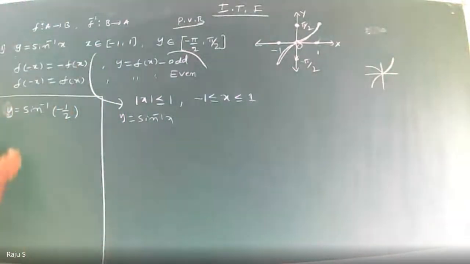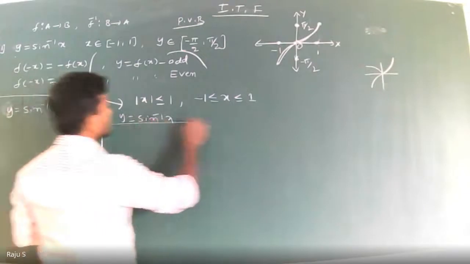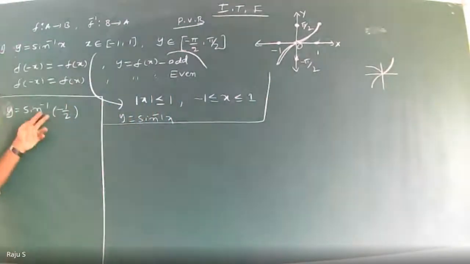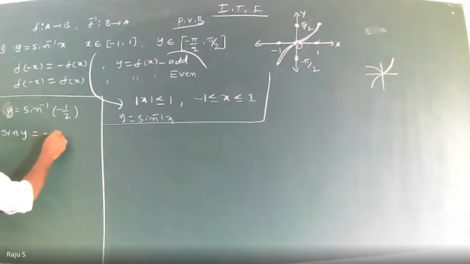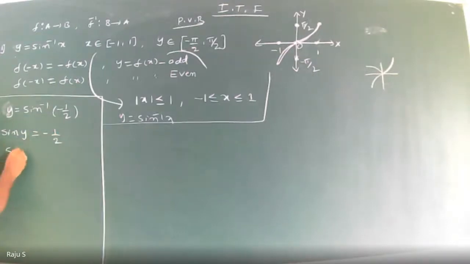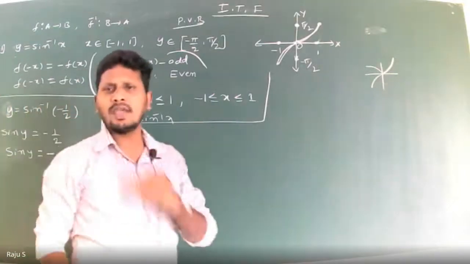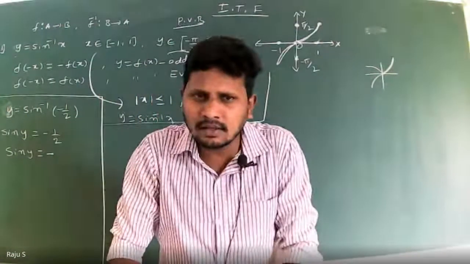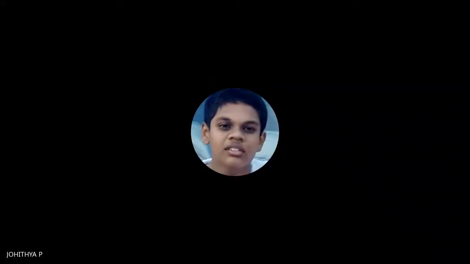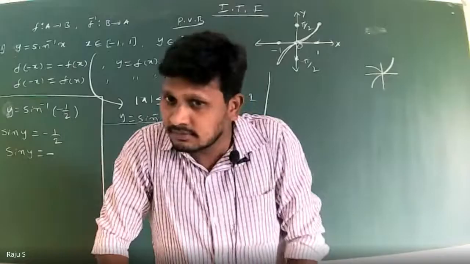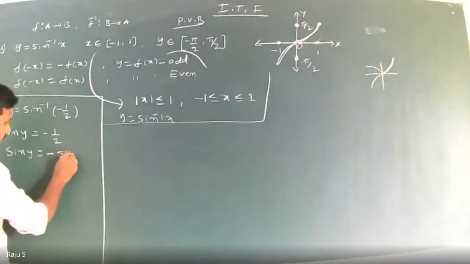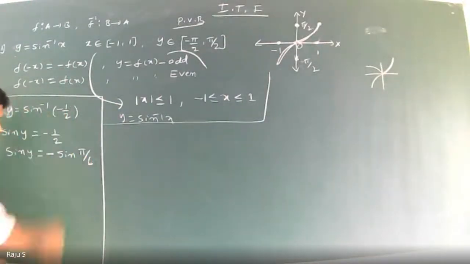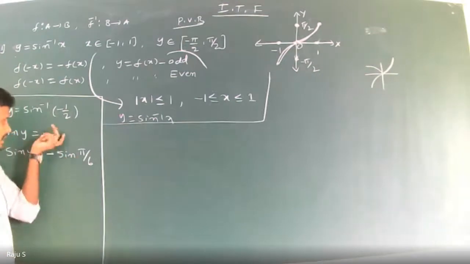So look here. Taking sine inverse to the left side, we get sine y is equal to minus 1 by 2. Sine y is equal to minus 1 by 2. 1 by 2 can be written as sine 30 or sine 60. Anyone? 30, sir. Sine 30. That is, shall I write here sine pi by 6? Yes, sine 30 is clearly 1 by 2.